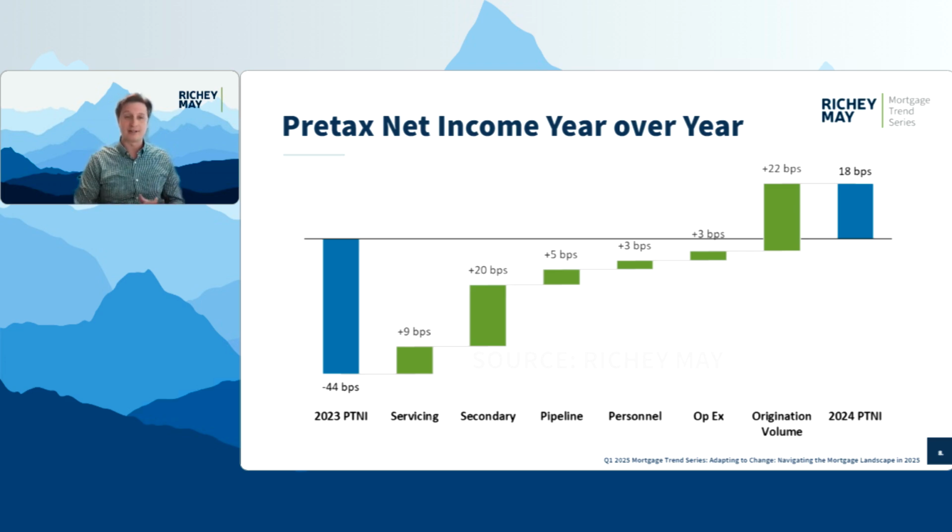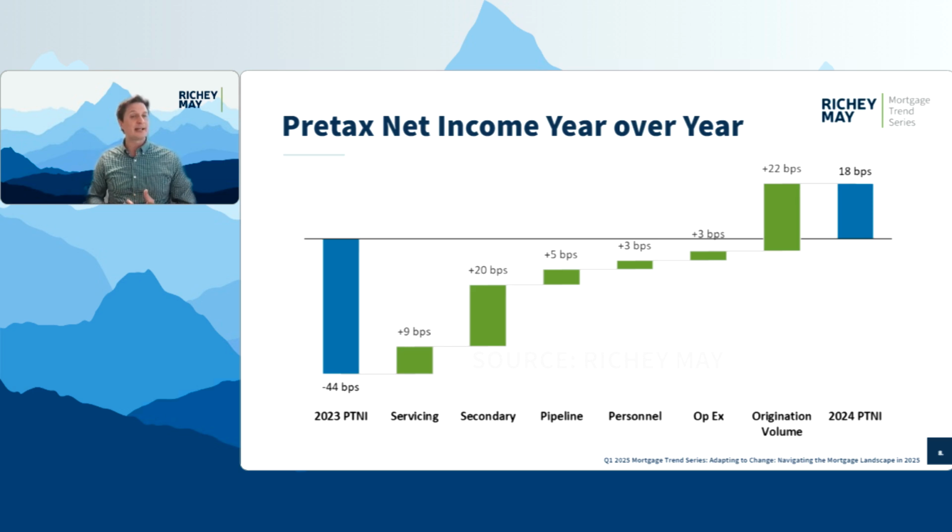And that actually translated to 9 basis points of improvement in the P&L activity, which is great, versus 2023, where that MSR value actually saw a decrease of 15 basis points. So we're getting some help from servicing, which is fantastic and helps that bottom line for 2024.